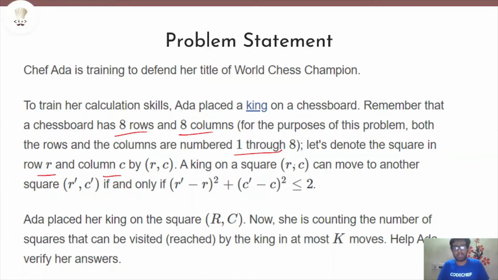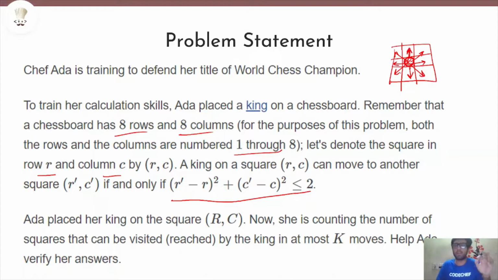A king from R, C can move to another square R dash, C dash only if this condition is satisfied. This is nothing but, for example, let's take a small subgrid here. There are 8 rows and 8 columns, but we are just taking a small grid for example. Let's say the king is currently at cell R, C. That means the reachable cells from this king are directly above, and in one move it can go to each of the cells around it. So there are 8 possibilities for the king to move after one move. The king can move up, down, left and right and all the diagonal directions also.